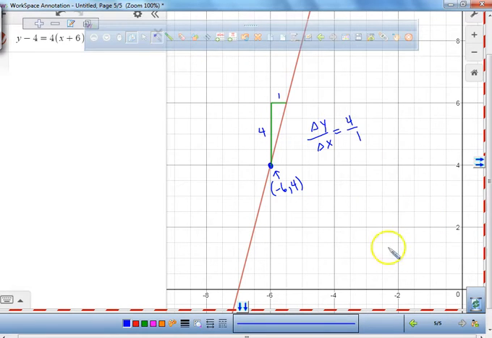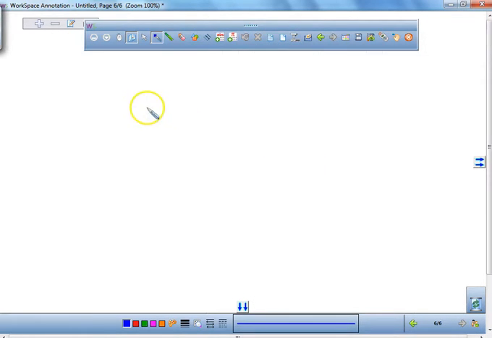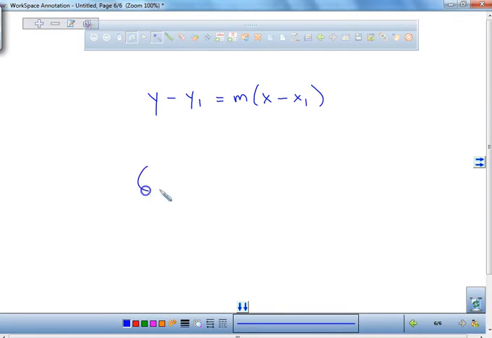So here's what I'm going to do. What I'd like you to do right now, I'm going to write down point slope form. And I'm going to give you an ordered pair, and I'm going to give you a slope. So there's the ordered pair, there's the slope. I'd like you guys to put it into point slope form. See if you can take that information and put it into point slope form.